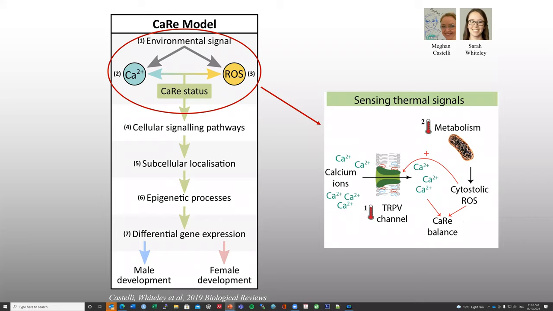And so when the temperature goes up, it changes the calcium balance, changes the reactive oxygen species, and you get a shift in the CARE balance. And that's the way we're proposing that the cells are capturing the thermal signal. And these TRPV channels, basically, if you allow them to reassemble on an artificial membrane and you apply different temperatures to them, they are temperature sensitive in their ability to transfer the calcium across the cell membrane. So that's the first proposition that's in that review.